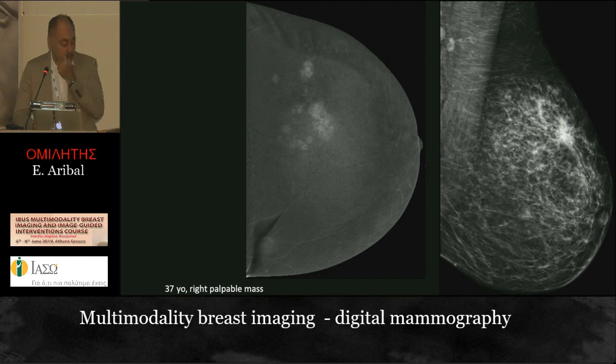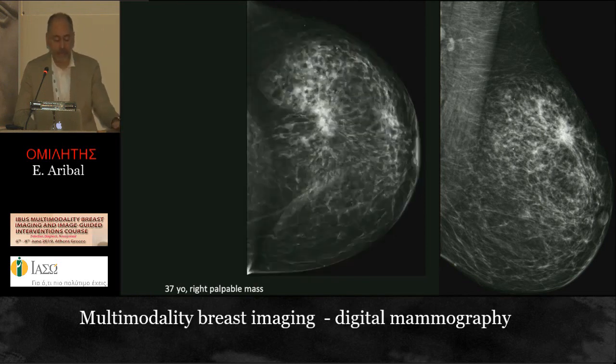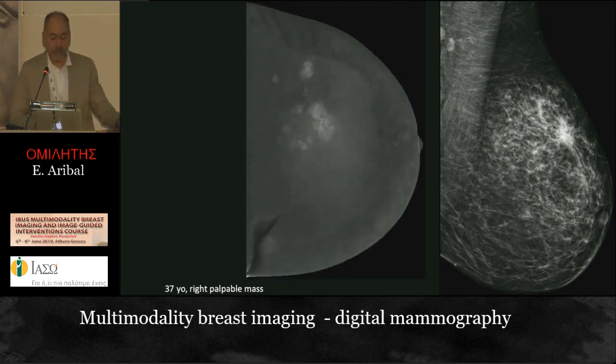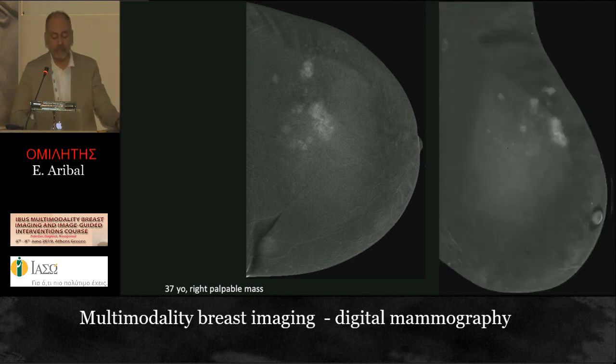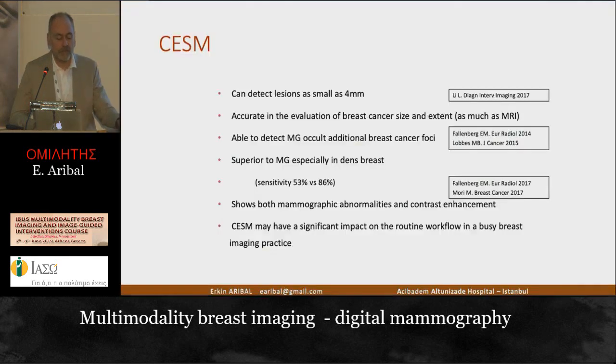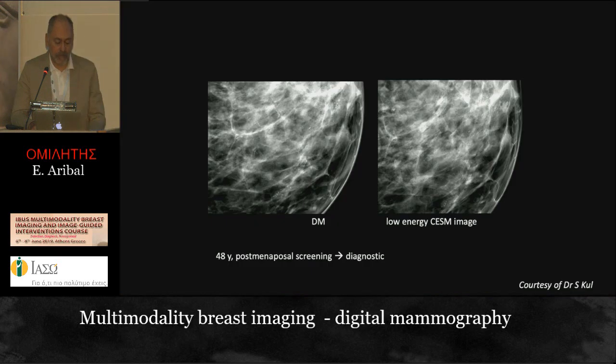And last but not least, the contrast-enhanced mammogram helps us. This looks like one lesion here, but with the contrast-enhanced mammogram, you see a lot of lesions. It's a multicentric cancer here. So CEM, contrast-enhanced mammogram, can detect a lot of lesions and is able to detect mammographic occult additional lesions, superior to mammogram, and almost comparable with contrast-enhanced MRI. You can use it for calcifications as well.